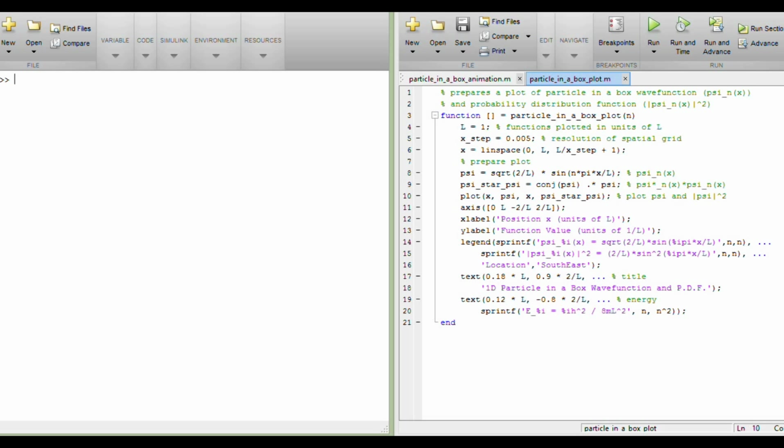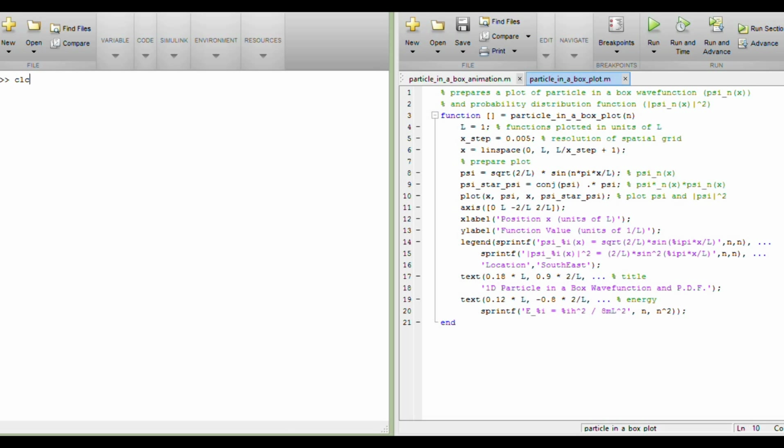In this video, we're going to look at some of the wave functions for the particle in a box and some plots. So over on the right here, once again, welcome back to MATLAB. We have a MATLAB script over here which is going to prepare a plot of a particle in a box wave function given the quantum number n, which solution we want. And we saw that n appears both in the wave function and in the energy.